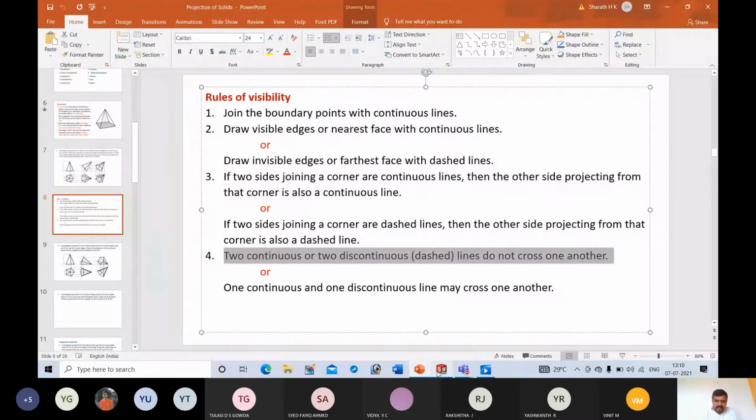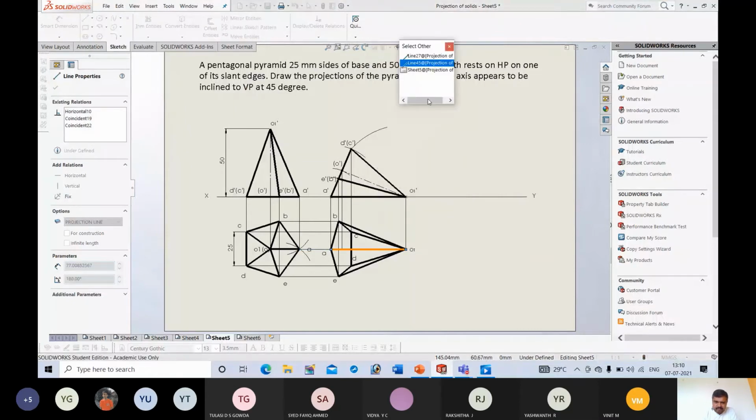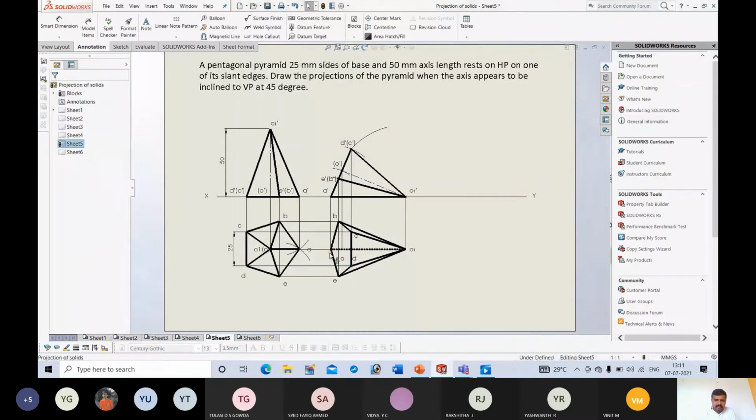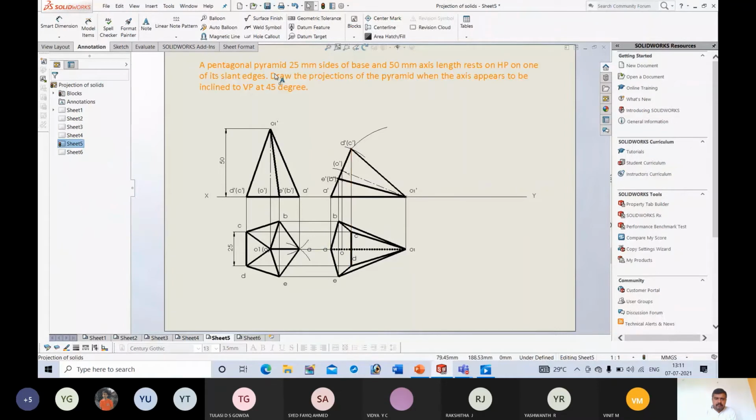So the axis I cannot represent because it will overlap with the slant edges in the second top view. The only thing I can do is name the point. Next, I should satisfy the next condition: draw the projections of the pyramid when the axis appears to be inclined at 45 degree.